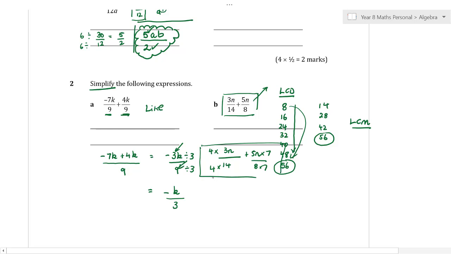So what do we get when we do that? 4 times 3n is 12n over 56, and 5n times 7 is 35n over 56. I have two like denominators, so now I can add the numerators. 35n plus 12n is 47n over 56. Now 47 as it turns out is a prime number, so there is no way that we can simplify this any further. There is no number other than 1 and 47 which are factors of 47.